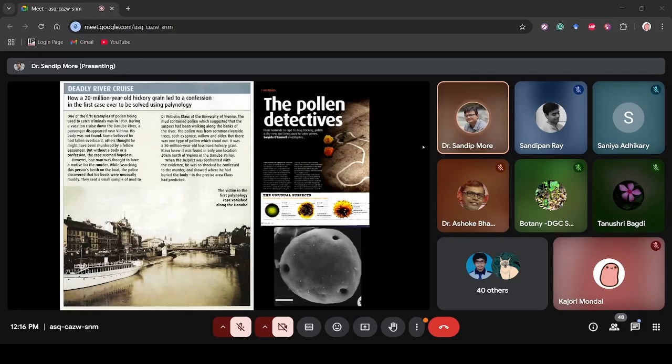And when the team went to the crime location, they found the body. Can you imagine that a single pollen evidence proved the entire murder story? That is the power of pollen grains.